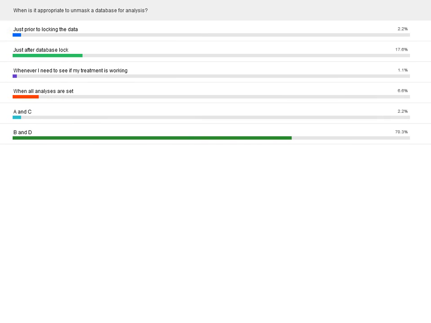The majority of you got this correct. It is both B and D. We do need to perform all data cleaning and lock the database first, but we also need to have made all final decisions on all planned analyses to ensure that we are not biasing our results by picking analyses that will give us the results we want to see.